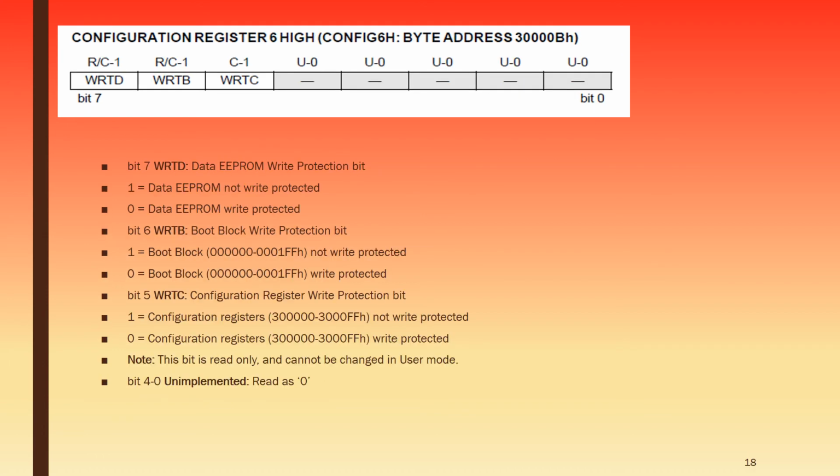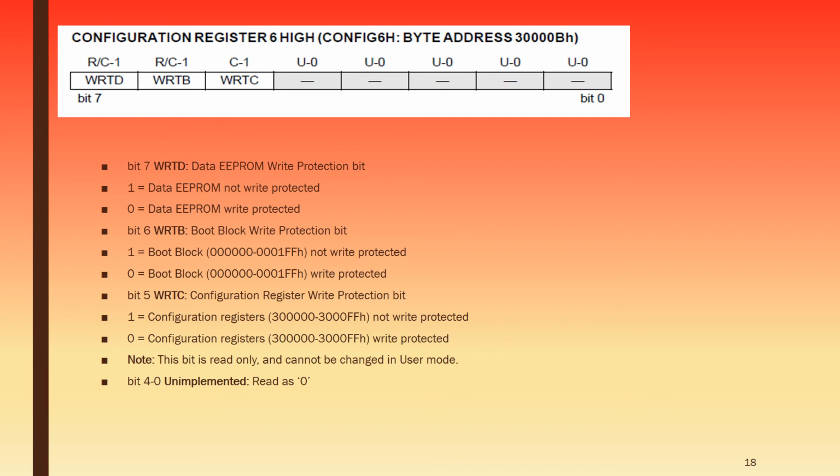Then configuration bit register 6 high. So here it is bit 7 is WRTD, data EEPROM write protection bit. It is 1 then not protected, if it is 0 then protected. WRTB boot block write protection bit. So if it is 1 again not protected, boot block, and if it is 0 then protected.